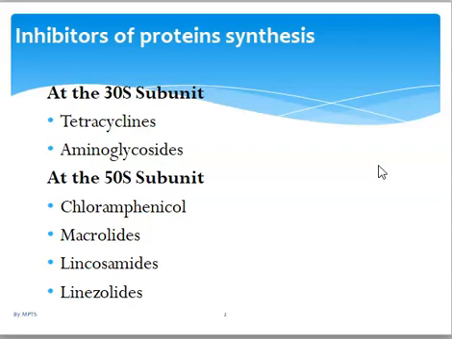Today I'll be discussing protein synthesis inhibitors. Of course, we know that even bacteria require proteins in order to survive within our bodies, hence they synthesize proteins. Thus we have those which inhibit the 30S ribosomal subunit, and those which inhibit the 50S ribosomal subunit. For the 30S we have tetracyclines and aminoglycosides. For the 50S we have chloramphenicol, macrolides, lincosamides, and linezolid.